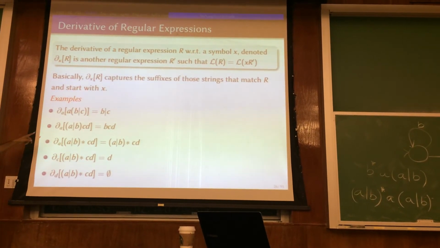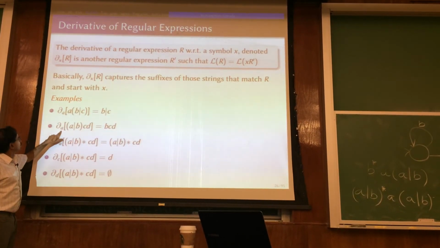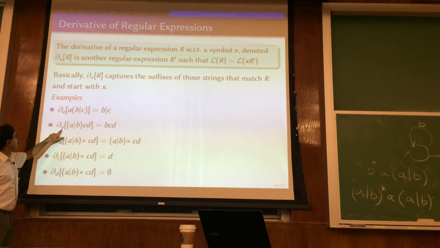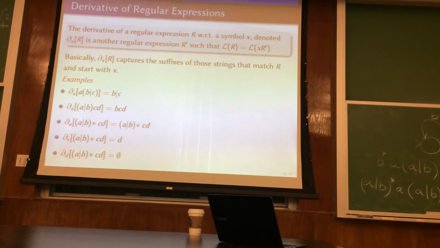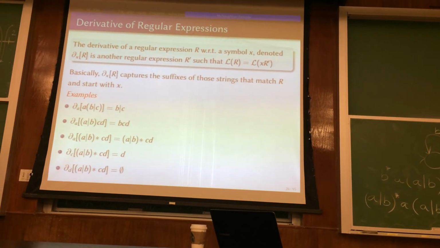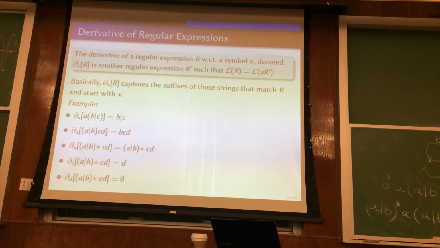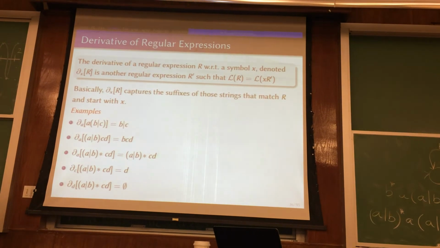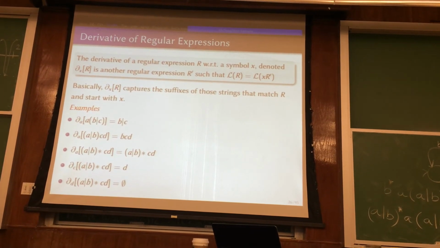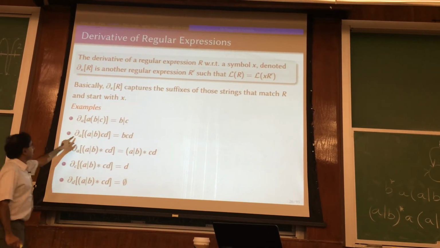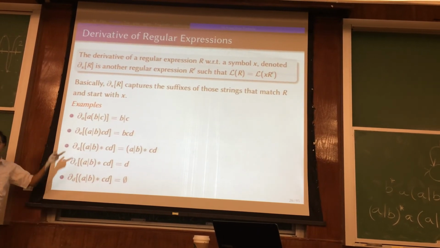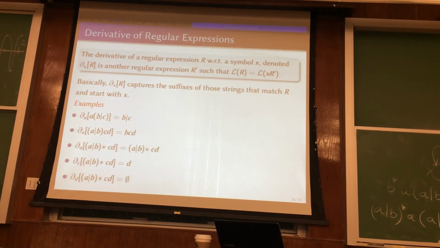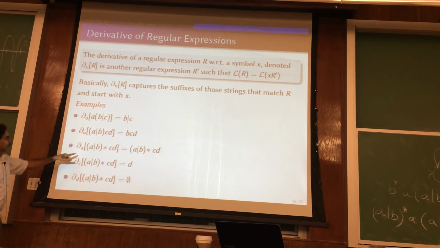Another example, if you have (A or B) followed by CD, then, well, CD. Yeah, it's a mistake. If you see an A, that means you have matched this part of the regular expression. All that is left is CD. So that's an error, it should just say CD.